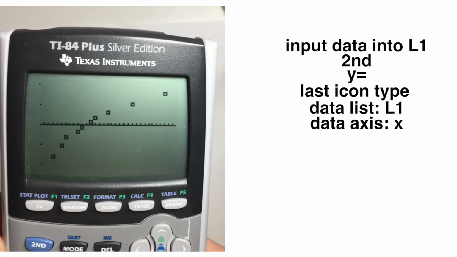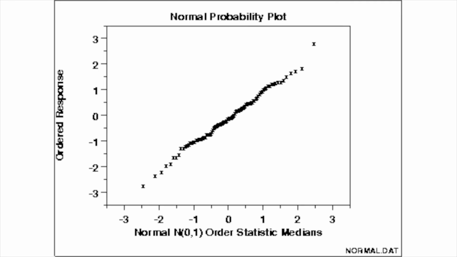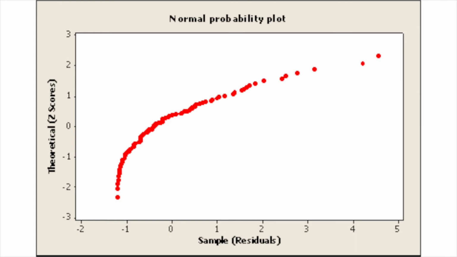You're going to press graph. If the data on the plot shows a linear positive pattern, the data is approximately normal. If the plot shows data points that are far away from the overall pattern, outliers, or if the data is not linear and shows a curve or a skew, then the data is not normal.